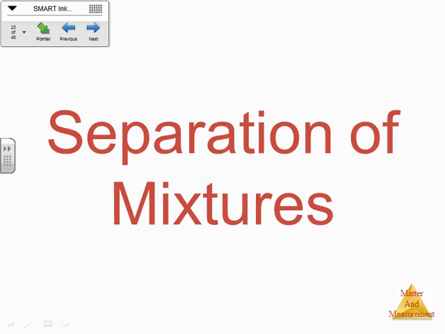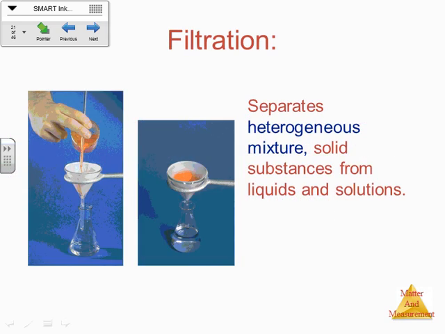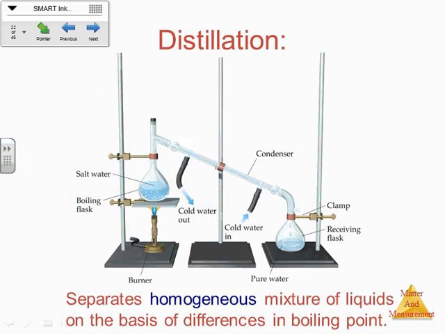Separation of mixtures. Okay, if we are going to separate a mixture, now remember, a mixture is just physical combinations of things. They're not chemically combined, so you don't have to do a chemical reaction. But there are a few things you can do to separate mixtures from one another. One is filtration. Filtration separates heterogeneous mixtures, solid substances from liquids and solutions. In other words, you're basically just dumping the liquid through a filter, and that filter is catching the solid and letting the liquid through, and that's how you separate the solid from the liquid. That's a really simple one. We did that a lot last year. We'll do that again this year.